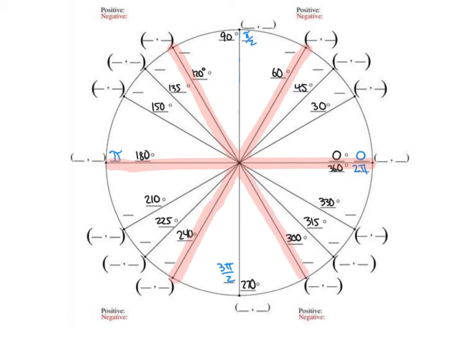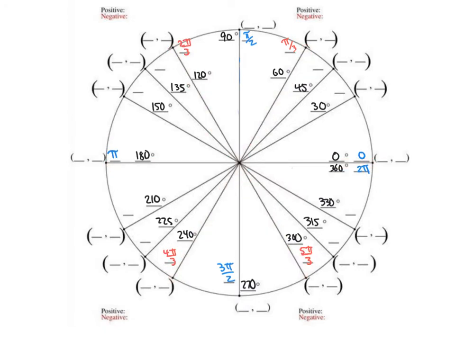Okay, so 1 pi over 3 is here. 2 pi over 3 is in quadrant 2. 3 pi over 3 reduces to pi. 4 pi over 3 is here. 5 pi over 3 would be in quadrant 4. And 6 pi over 3 reduces to 2 pi.